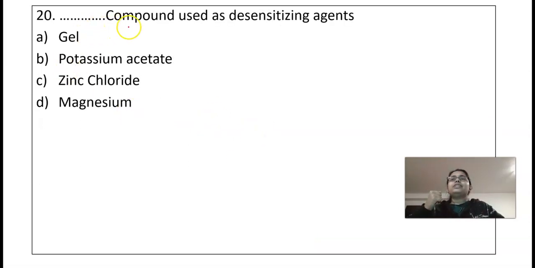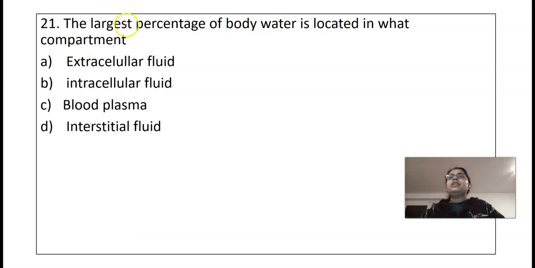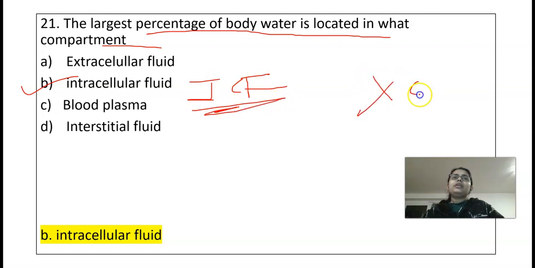Question number 20, dash compound used as a desensitizing agent. Again, the question came from the dental products only. There are 4 options: gel, potassium acetate, zinc chloride, magnesium. The correct option is zinc. Zinc is very important in dental products, so zinc chloride. The largest percentage of body water is located in what compartment? The correct answer is intracellular fluid, that is ICF, B, not ECF.